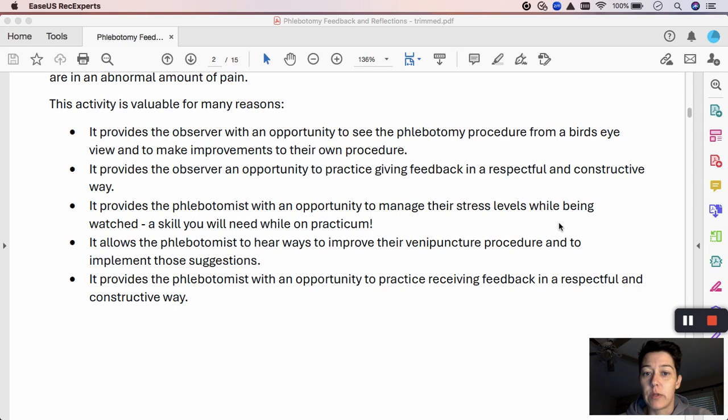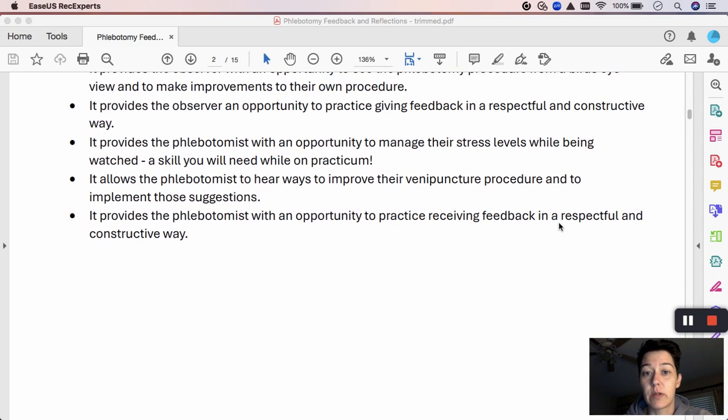This also provides the observer with an opportunity to practice giving feedback in a respectful and constructive way. We are always working on giving and receiving feedback in our courses. This is a skill that's really important to develop in our students. When they go to practicum, they need to be able to receive feedback and process that feedback appropriately, and then think about how they're going to use that feedback going forward. It's also really important because one day they are also going to be training students, and so they need to know how to give feedback in a respectful and constructive way as well.